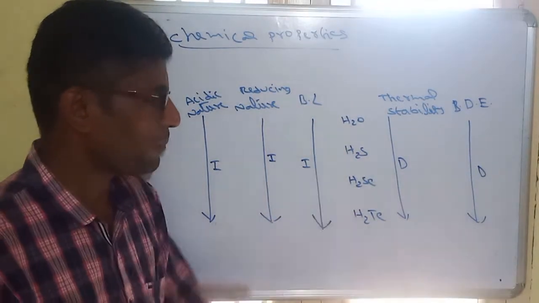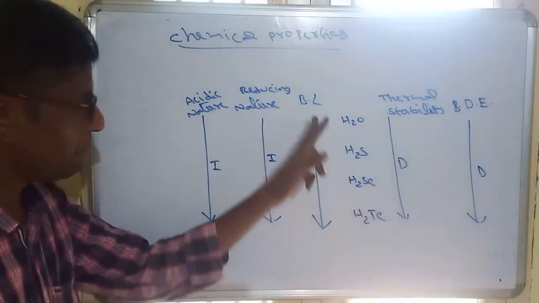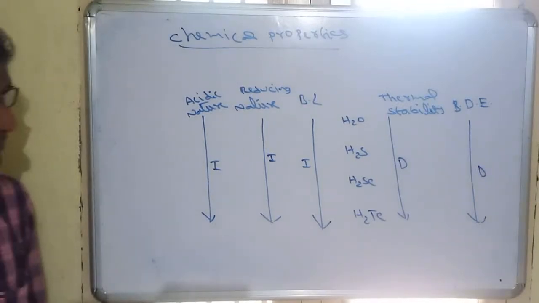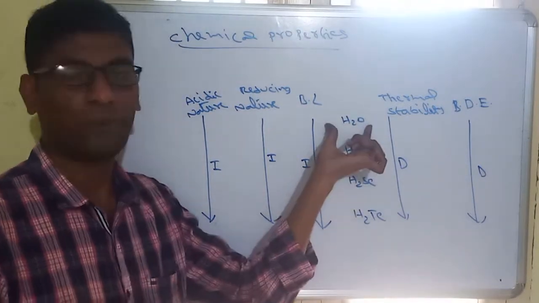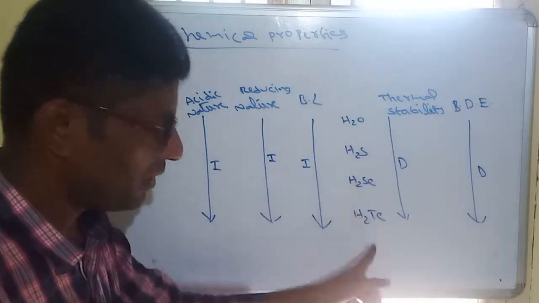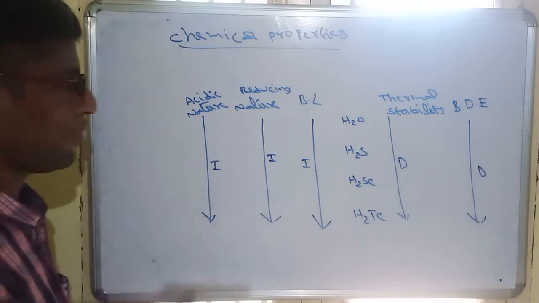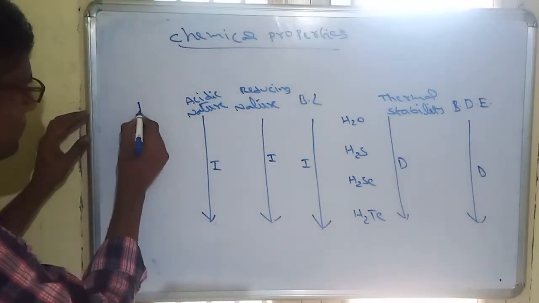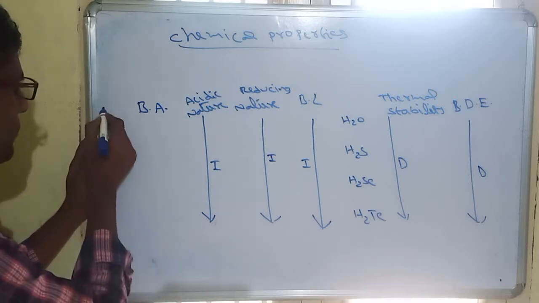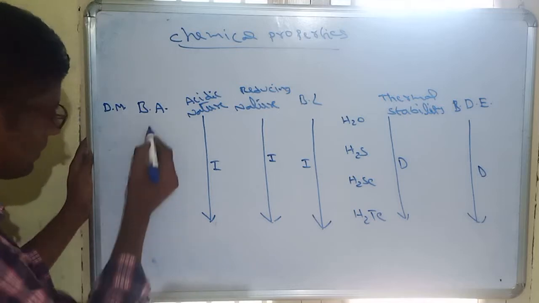So these are the most important properties: bond dissociation energy, thermal stability, bond length, reducing nature and acidic nature. So strong acid, weak acid. We know the pH of water will be 7; the remaining will have pH less than 7. Along with other properties, they will also ask bond angle and dipole moment.